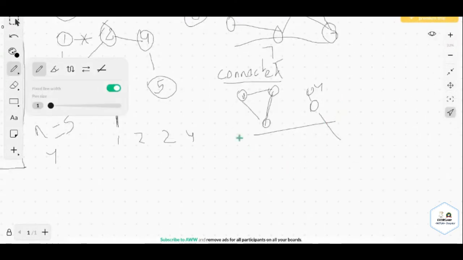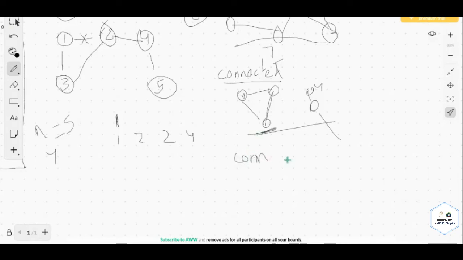So now we call these connected components. Here, connected components of a graph. So let me write connected components.